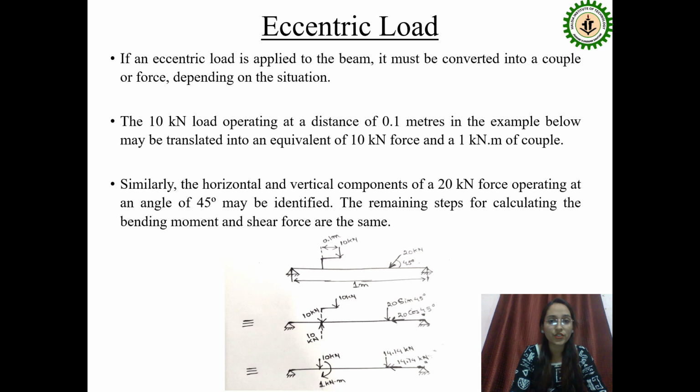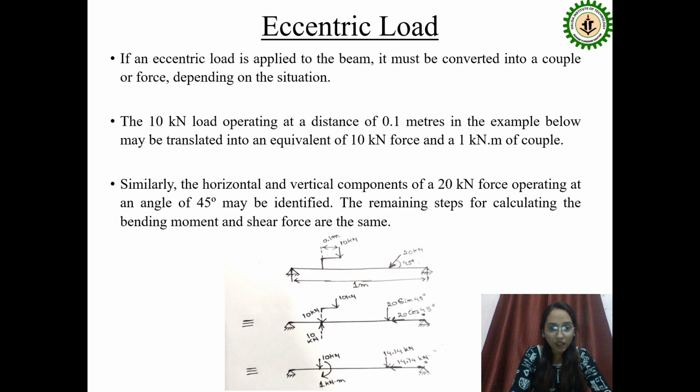Now next is eccentric load. The word eccentric already signifies that the load that is applied at a point is not directly applying at that point, rather it is applying at a distance to the point of acting. So if an eccentric load is applied to the beam, it must be converted into a couple or force depending on the situation. Like in the example below, we can see the 10 kilonewton load operating at a distance of 0.1 meter. That is, this is the 10 kilonewton load where the arrow is there, and the point of acting of the load is at 0.1 meter distance from the actual load that is applied.